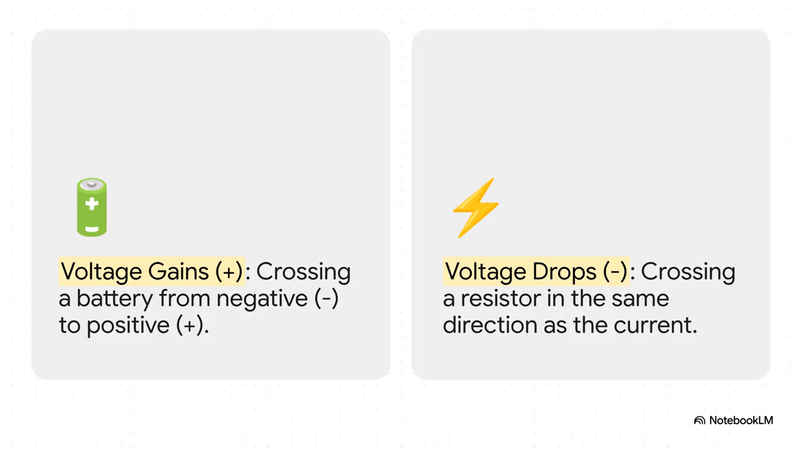Okay, now this next part, this is absolutely crucial. This is where most mistakes happen, so let's really lock it in. It's all about getting your signs right. When we move across a battery from the negative side to the positive side, that's a voltage gain, so we give it a plus sign. But when we cross a resistor going in the same direction as the current, that's a voltage drop, so we give that a minus sign. Getting this convention down is the whole game.